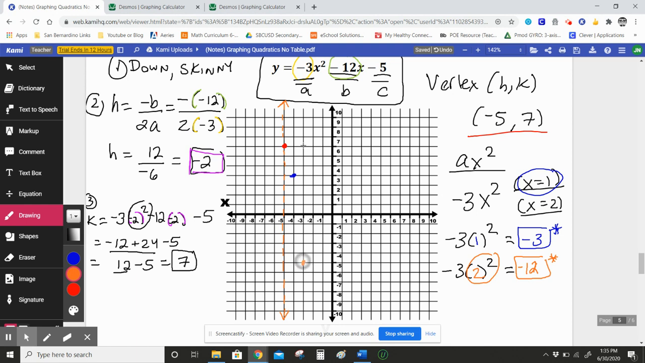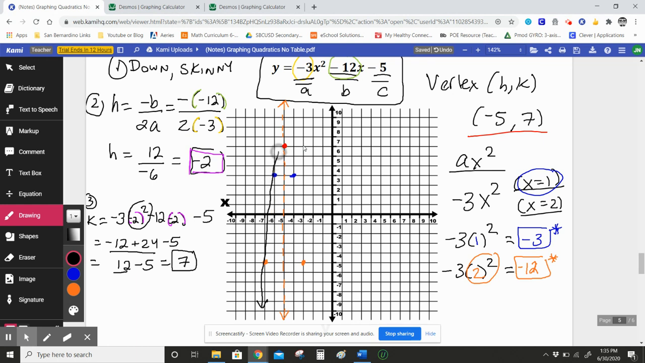Starting at the vertex, right? So I always start at the vertex. That is it. Now we just have to basically reflect this over the line of symmetry. So that means that there's another point going to be on this side, and there's another point going to be 2 spaces away from that line. And then the last thing we need to do is connect the dots. So we have a parabola that is going downwards.